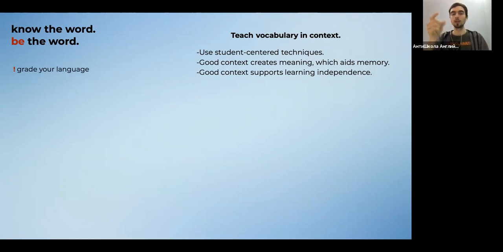Be careful though, grade your language, because if you're explaining, no matter what type of context, they will just get lost. They will not understand you. A1 level, A2, C1. See the difference, right?